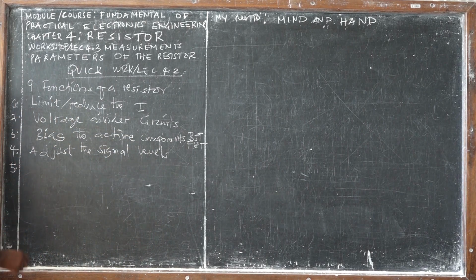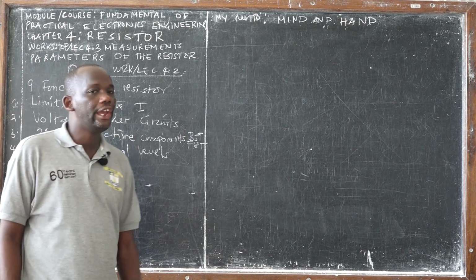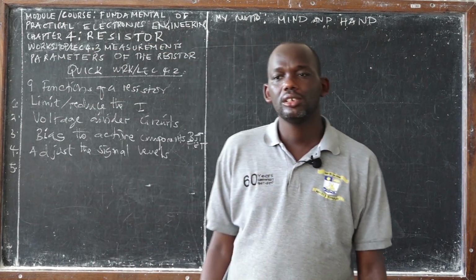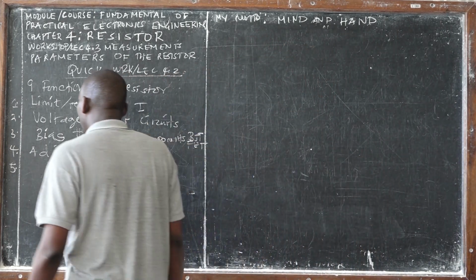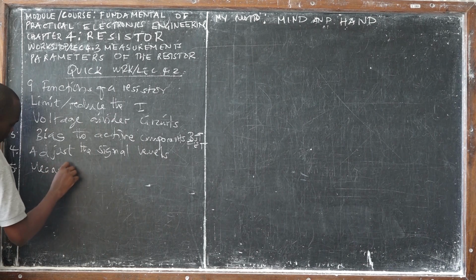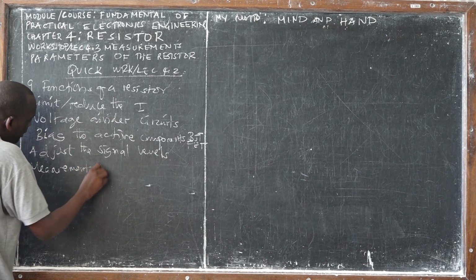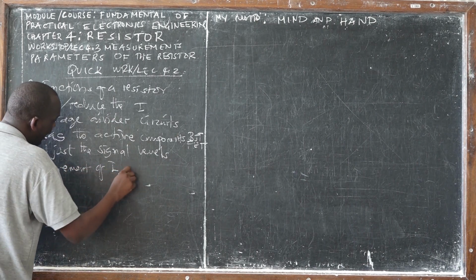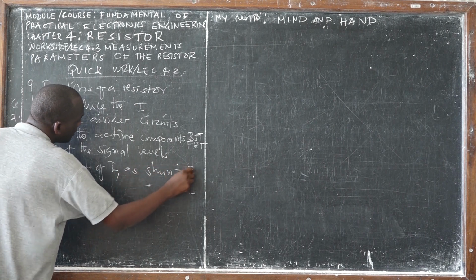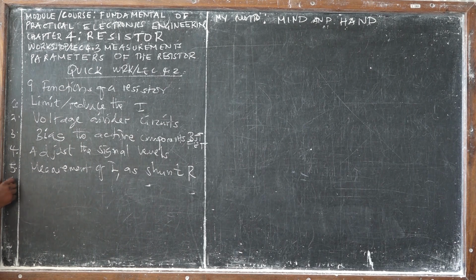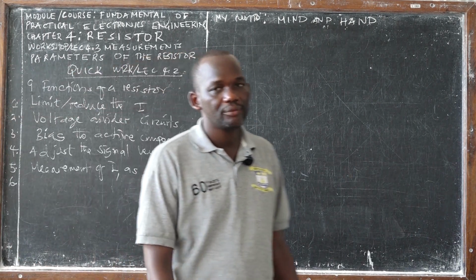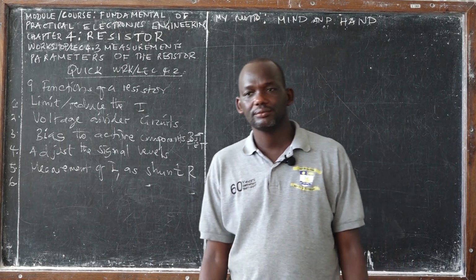Then the fifth function is what? A resistor can be used in measurement of what? Measurement of current. And the resistor will be used there as what? Shunt resistor.